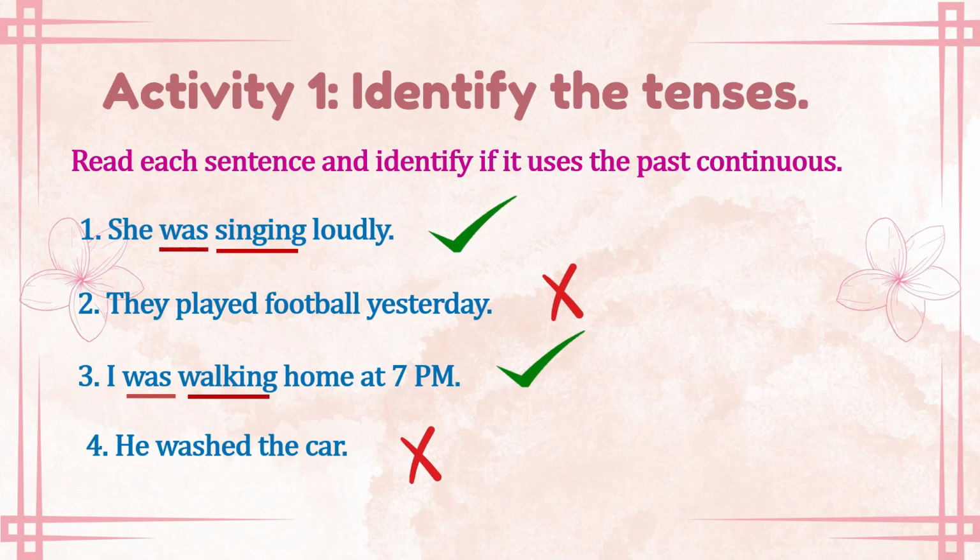If sentences number 2 and 4 are not past continuous tense, then what type of sentences are these? Can you identify the tense? Write to me in the comment section.